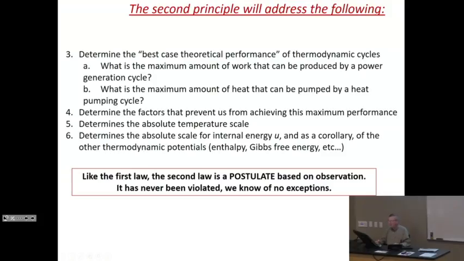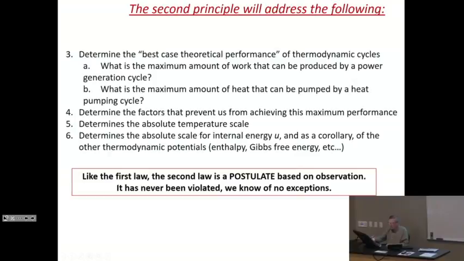Now, what are we going to do with this? Well, we're also going to be able to determine the best case theoretical efficiency, the best case theoretical performance of thermodynamic cycles, which would be the maximum amount of work that can be produced in a power generation cycle, or the maximum value of the efficiency of the power generation cycle, the amount of work per amount of heat that you put in. And it will also determine the maximum amount of heat that can be pumped by a heat pumping cycle for a given amount of work that you put in. So this is now the coefficient of performance, as we saw in lecture 4.